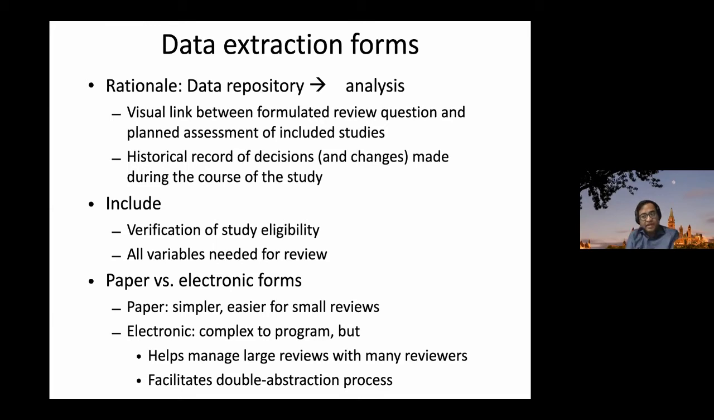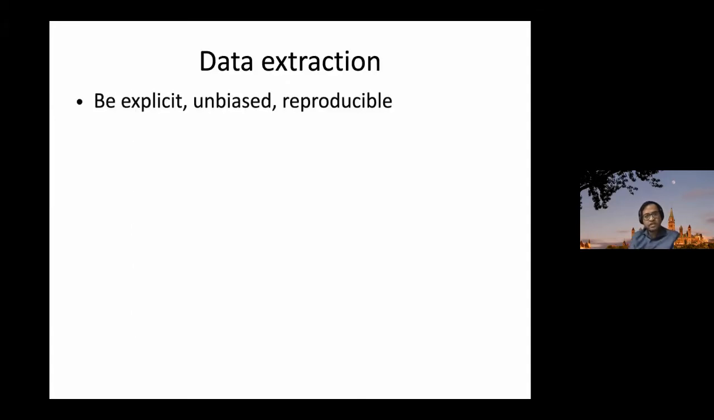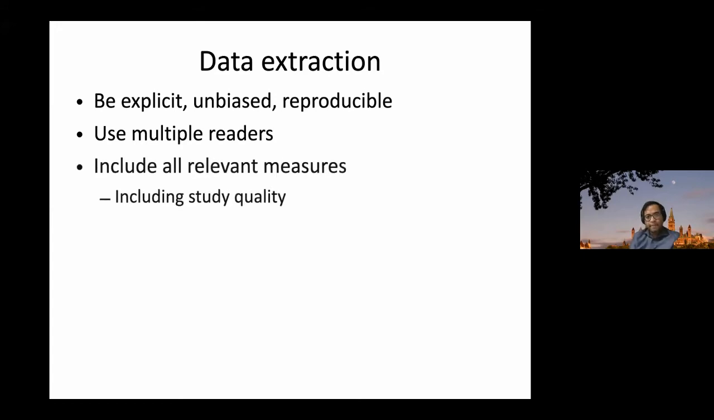So everything may be done in duplicate, but there may be more than 2 people involved. That makes it a little bit easier to have electronic forms, so you don't end up with a bunch of papers. The other thing with data extraction is, if I do it today and someone else does it tomorrow or 6 months from now, we should end up with the same result. And that's again the systematic process of the systematic review. So it's important to use multiple readers, at least duplicate, and make sure you include all relevant measures in your form, including study quality, that we'll come to briefly.